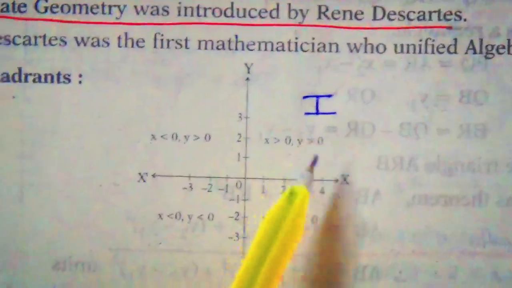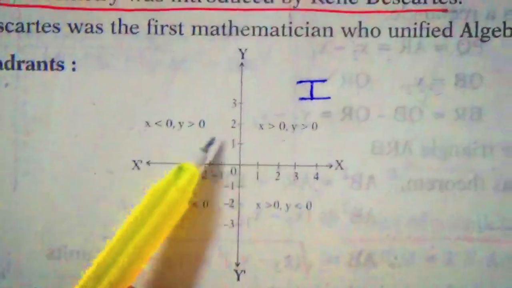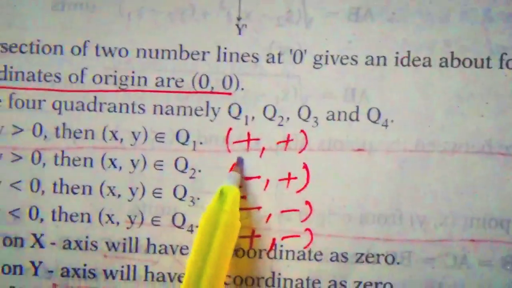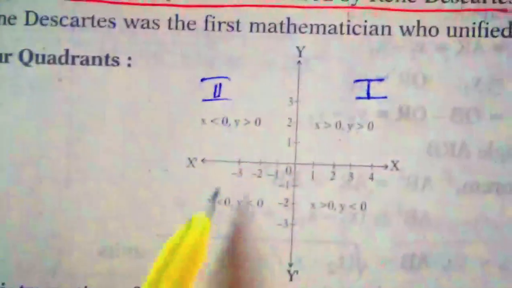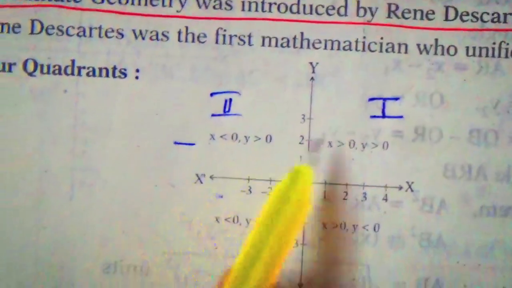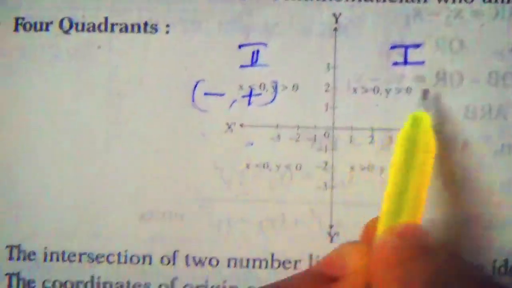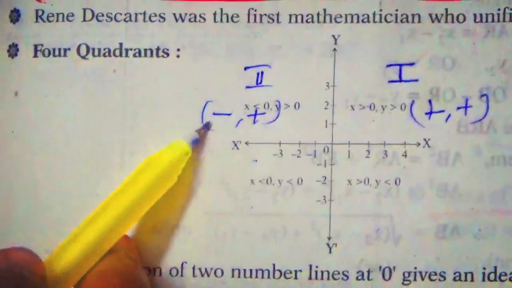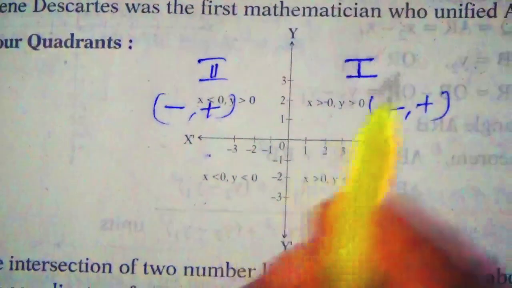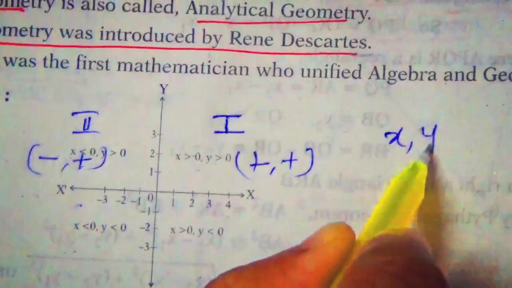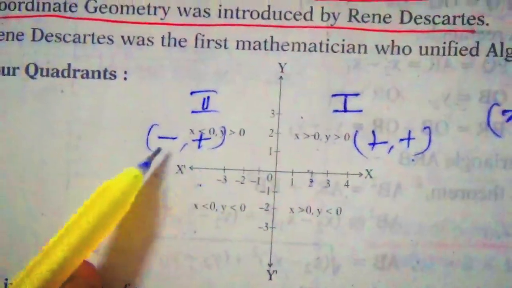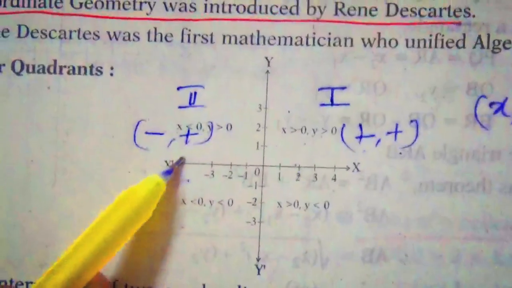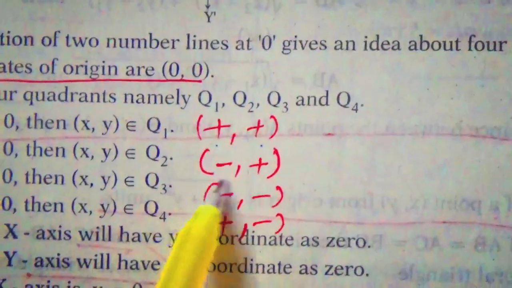In the first quadrant, the x values are positive and the y values are also positive. That's why in the first quadrant we take plus, plus. In the second quadrant, the x coordinates are negative and the y coordinates are positive. Always remember that we first write the x coordinate and then the y coordinate. So here the x and y coordinates are positive, and here the x coordinate is negative and the y coordinate is positive. That's why I am taking negative, positive.